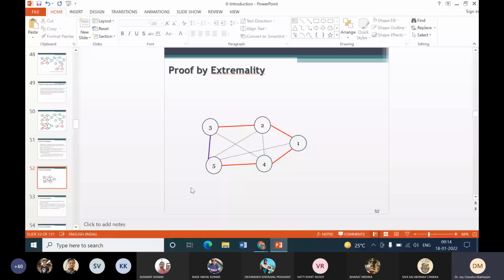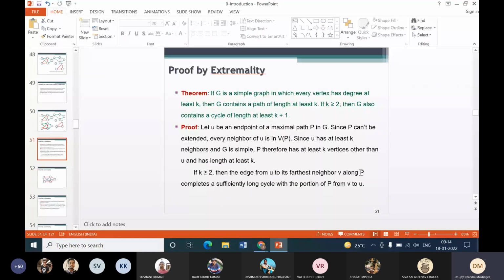Now it says that it has a cycle of length k plus 1. That means, along with this path, who is the farthest neighbor of 3 in the path? Farthest neighbor with respect to the path. The nearest neighbor of 3 is 2, the second nearest neighbor is 4, the farthest neighbor is 5. Farthest means with respect to the maximal path. So the farthest neighbor v along path P.